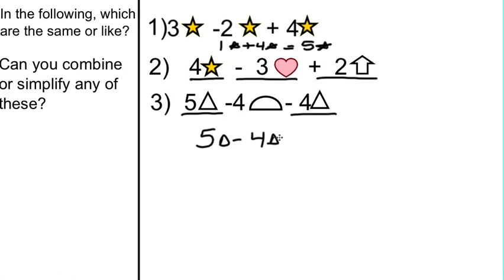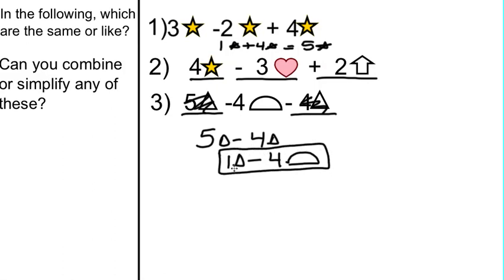5 triangles minus 4 triangles would leave me with 1 triangle. And that takes care of the triangle portion. But I still have the semicircle here. So I still write minus 4 semicircle. That is my final answer. I can't simplify it anymore. I can't combine any more terms. A triangle is not the same as a semicircle, so that's it.